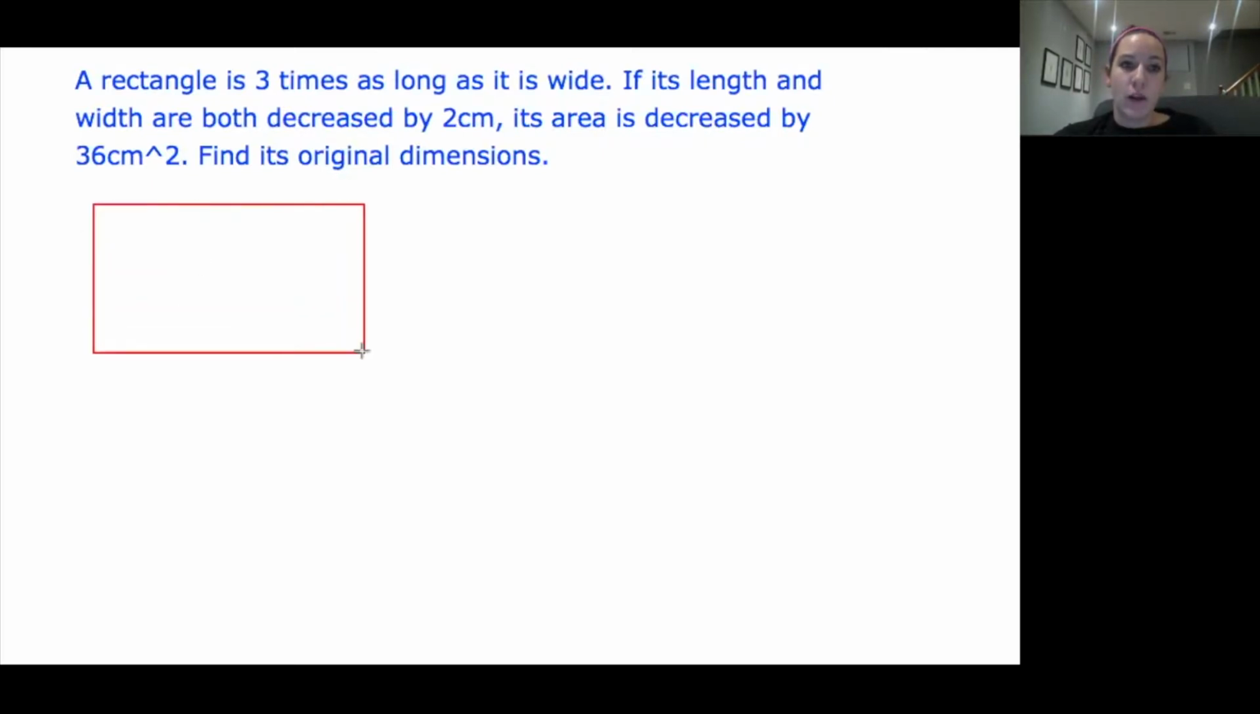We've got our original here in red. And we know that our original can be labeled on one side as W, or width. I'll move that over just a bit. And so then our length can be described as 3W, or 3 times the width.